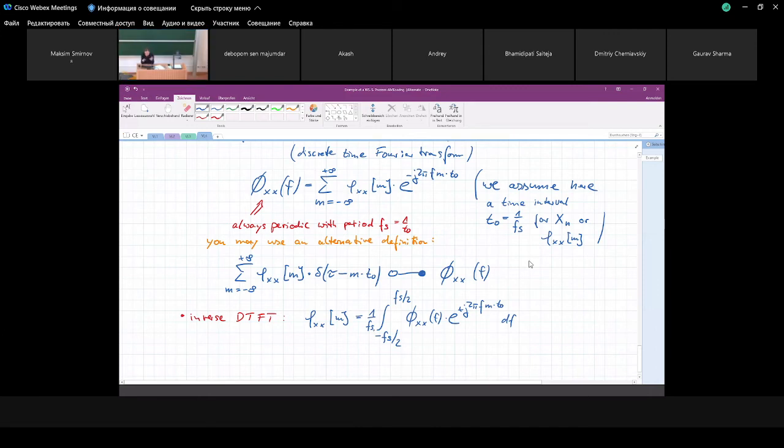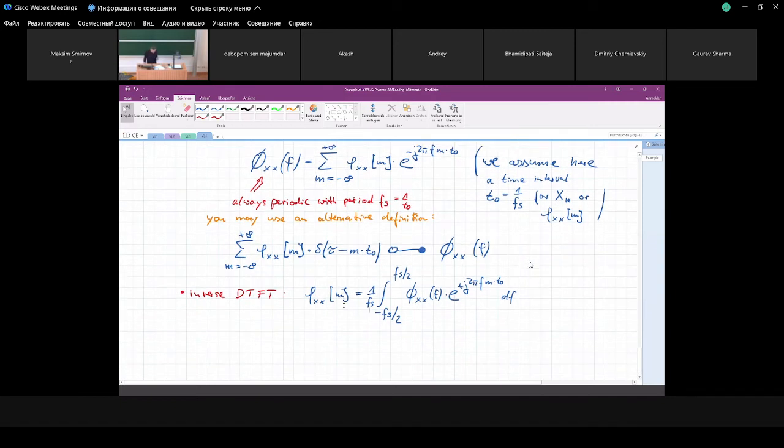If you assume Fs is 1, you only work with normalized frequencies, and you don't have this term here. So if the frequencies are always normalized, the Nyquist frequency would correspond to 1/2, minus the Nyquist frequency to minus 1/2. So the spectrum goes from minus 1/2 to plus 1/2. So now we can proceed.